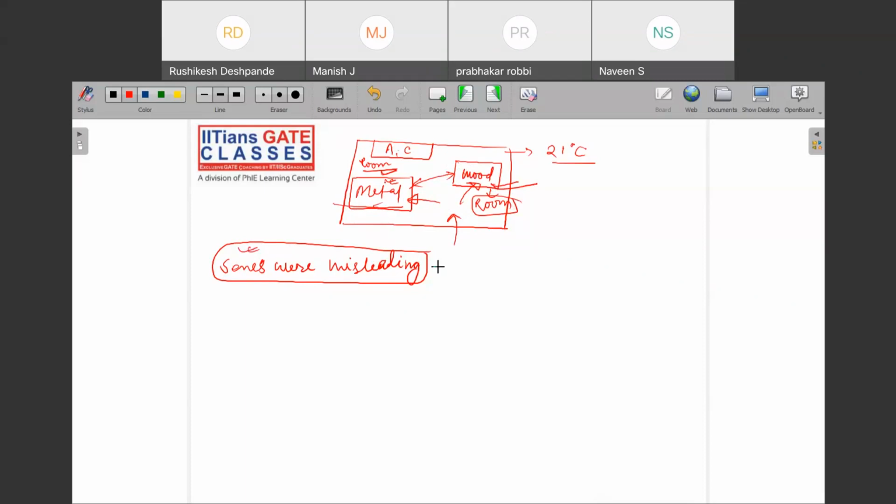Then there was the need to develop what? A thermometer, which will help you to measure what? Temperature. So, the zeroth law.